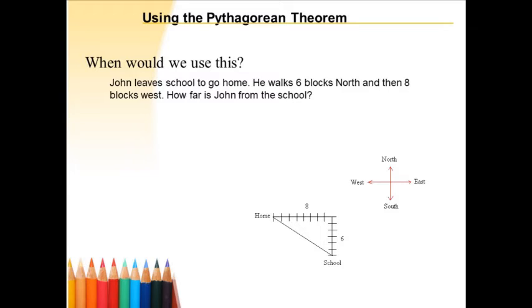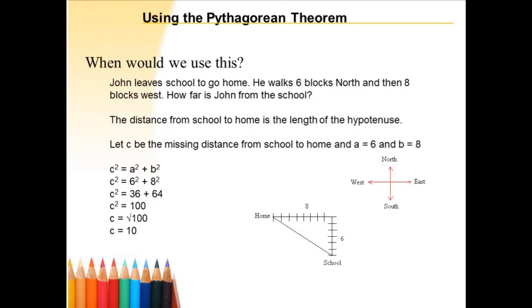So first, to solve this problem, we can illustrate first this problem. Let's say, for example, this is your school. Okay? So it says John walks 6 blocks north. So going north, that is 6 blocks already. And then John walks 8 blocks to the west. So you will have this illustration of this problem already.